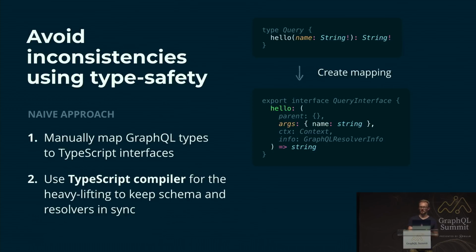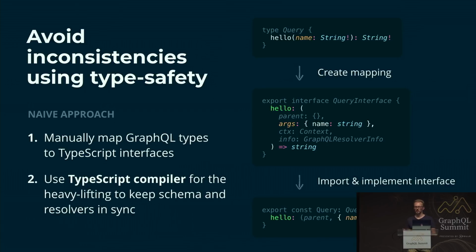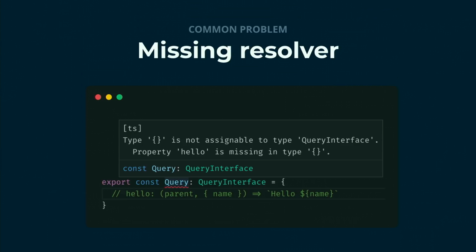And now that we have this interface definition, we need to import it and implement it in our actual resolvers. And just by doing that, the type system can help us avoid mistakes. So let's take a look at a couple of these mistakes that it avoids. For example, if for whatever reason we haven't implemented the hello resolver, then VS Code will tell us, hey, the hello resolver is missing. Please implement it. And it wouldn't even allow you to build and start your GraphQL server.